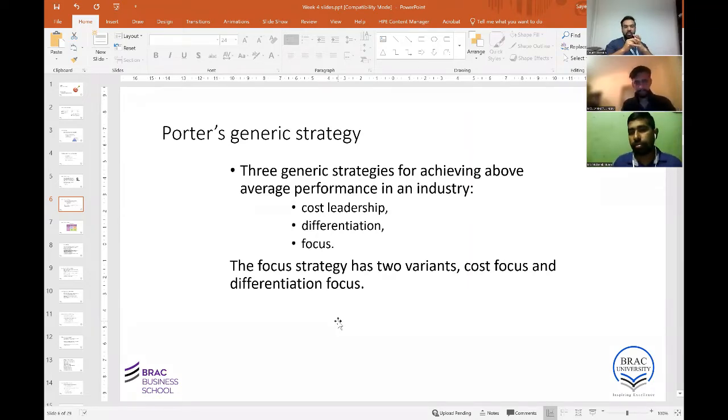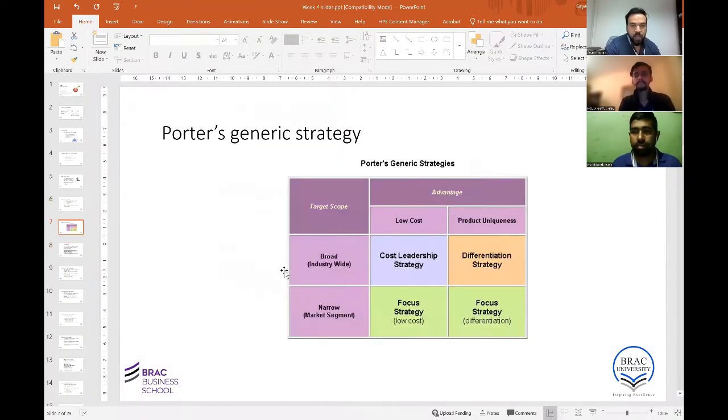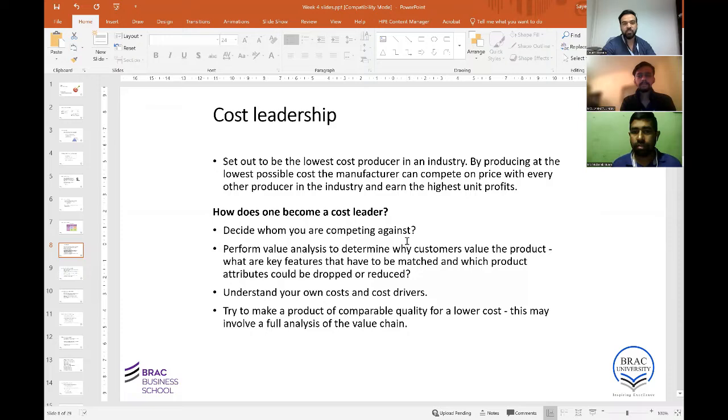Cost leadership is when a firm, let me see if I've got these slides there. I'll come back to this one later. This is a matrix about the three different strategies, all those generic strategies. But let me just get to each of these one by one, and then I'll go back to this one.